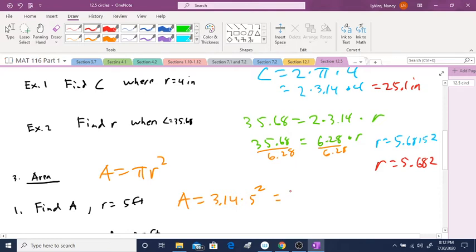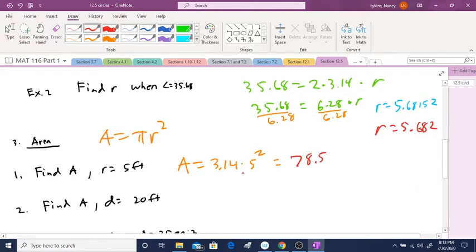So I'm going to punch this in my calculator. 3.14 times 5 squared, which is 25. I get 78.5 exactly. So there's no use to have another decimal because we don't have any.